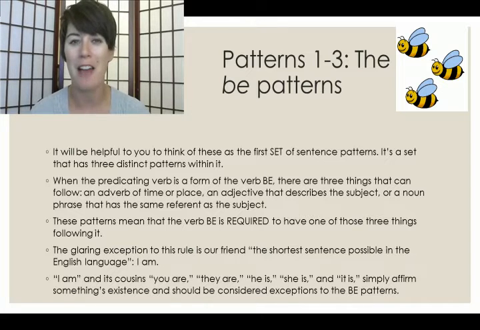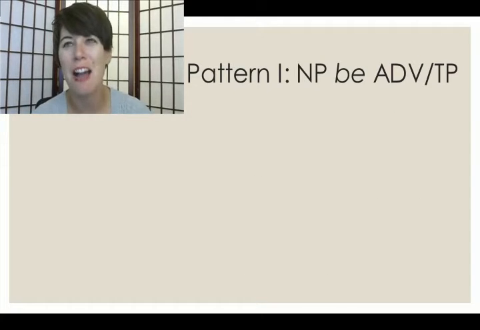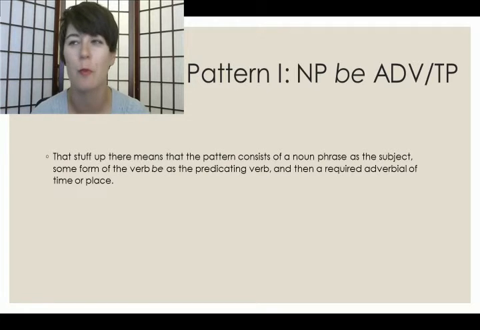Let's talk about pattern 1. Pattern 1 is a noun phrase in the subject slot, a be verb in the predicating verb slot, and an adverb of time or place following that be verb. That's what we mean by ADV/TP. Adverb of time or place. It's required. It has to be there. It's a required adverbial as opposed to, we'll learn later, an optional adverbial.